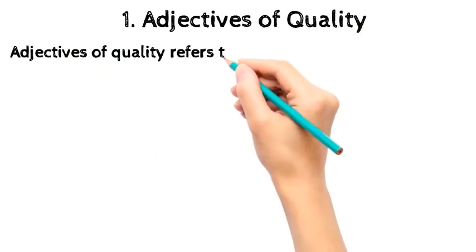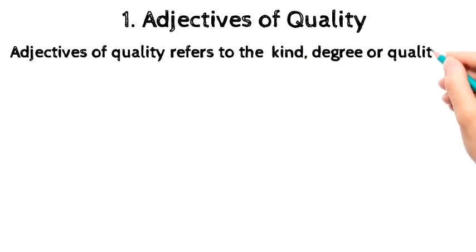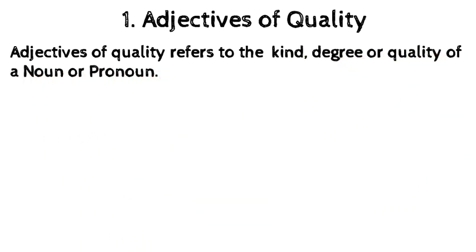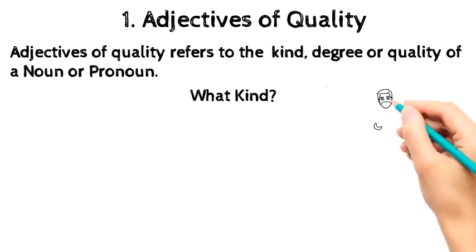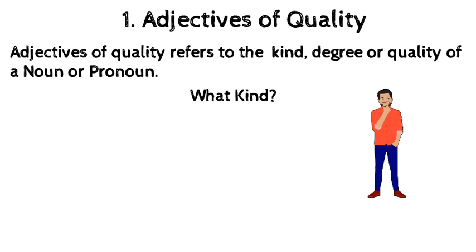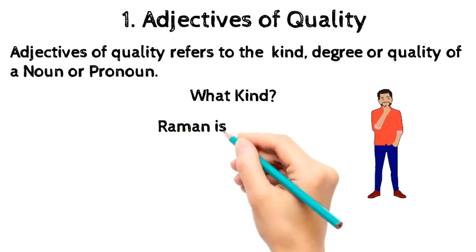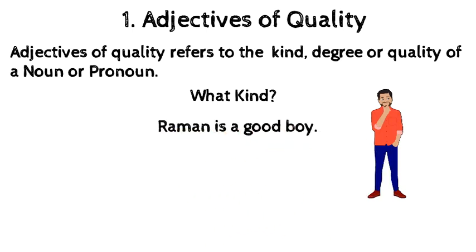Adjective of quality refers to the kind, degree, or quality of a noun or pronoun. Basically, they answer the question what kind. Suppose, for example, if I ask you what kind of boy is Raman, your answer will be Raman is a good boy. Here in this example, we are using the word good to describe the quality of the boy, that is Raman. So here the word good is considered as the adjective of quality.